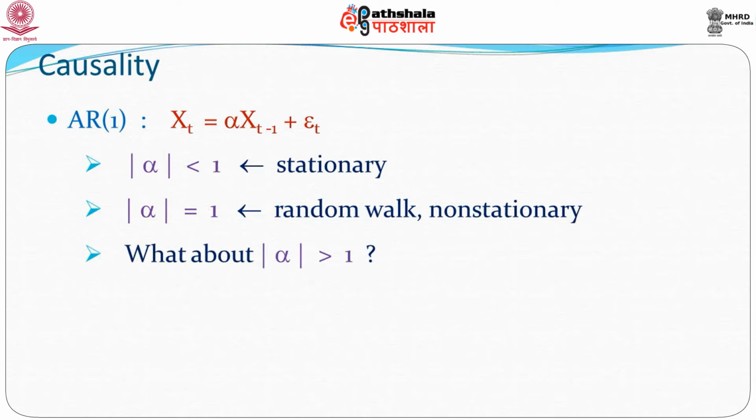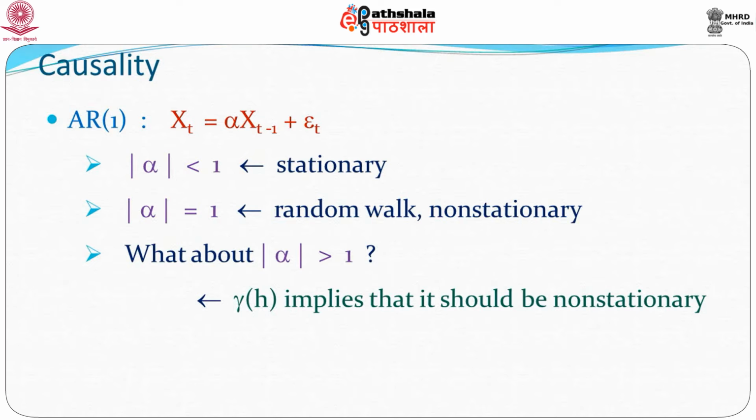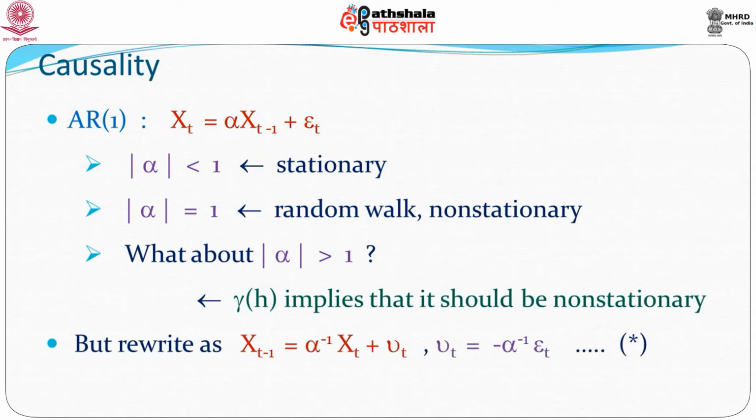The question is, what about alpha greater than 1 in absolute value? Gamma(h) implies that it should be non-stationary. Why do we say that? Because we saw that gamma(h) came out to be sigma square into alpha to the power of h times alpha to the power of twice t minus 1 by alpha square minus 1, and it was a function of t, but that is simply because of the way we have written it. Let us see how else we can do this.